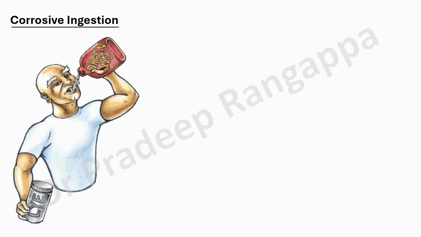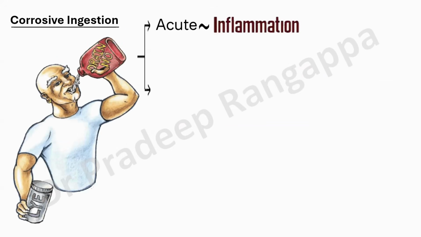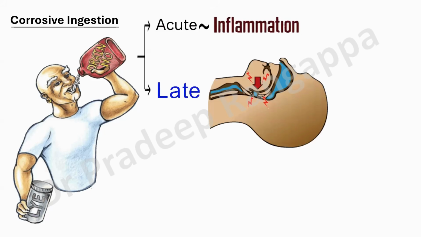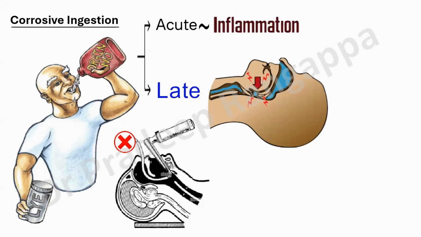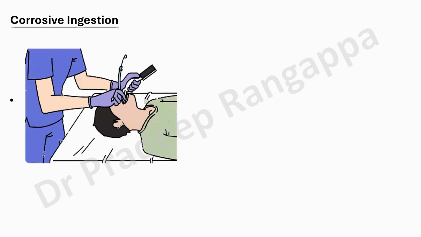When someone has taken a corrosive, be it alkali or acid, there are two phases. One is an acute presentation where there is acute inflammation of the airway, of the GI tract, and of the oral cavity. And there are late presentations like stricture or stenosis of the esophagus or of the airway. The dreaded late complication is airway stricture or stenosis. And in corrosive ingestion, nasotracheal intubation is to be avoided, and normal orotracheal intubation is what is recommended.